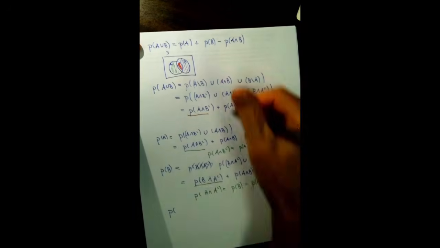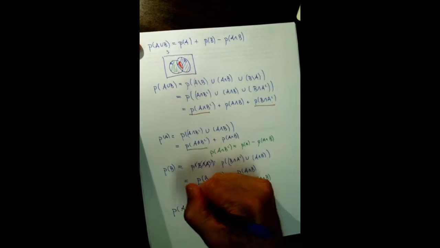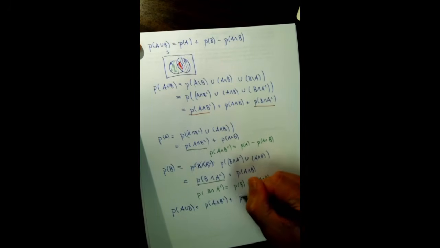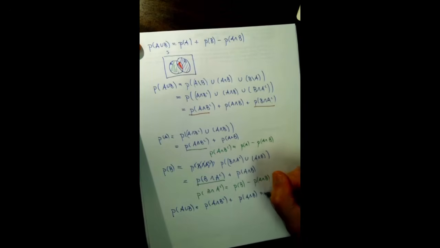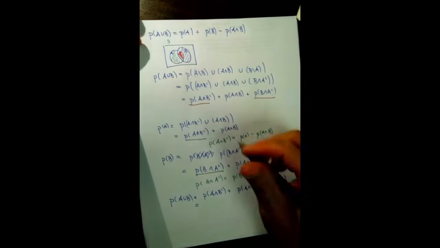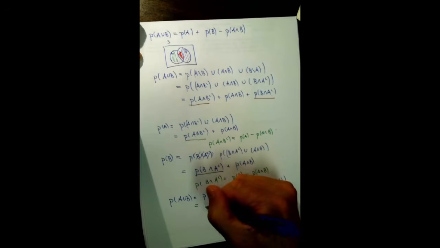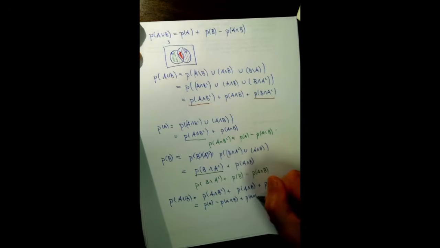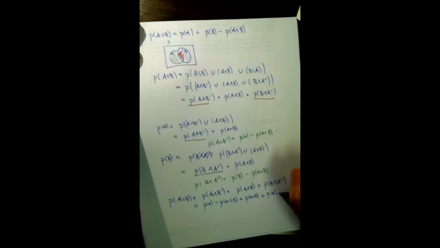So from above, I have the probability of A or B is the probability of A and B complement plus the probability of A and B plus the probability of B and A complement. And we just said the probability of A and B complement is the probability of A minus the probability of A and B plus the probability of A and B, and the probability of B and A complement is the probability of B minus the probability of A and B.